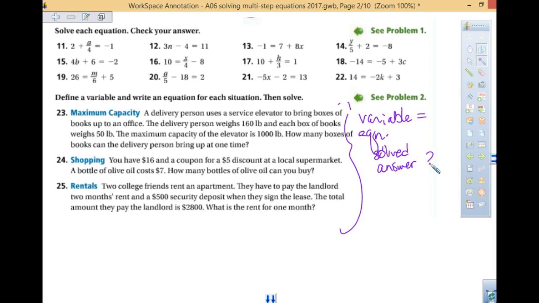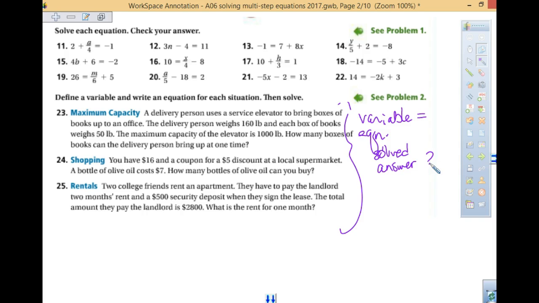So if I was looking, it said number 23 was a question that we needed to look at. If we are looking at 23, first off, what would you identify as your variable if we are taking a look at number 23? As you read through the problem. Whitney, what would you tell me the variable is? So what are you trying to find in 23?